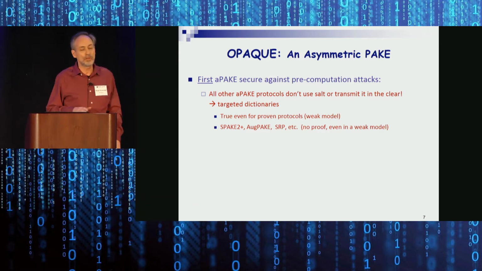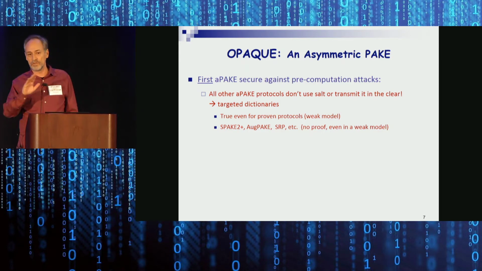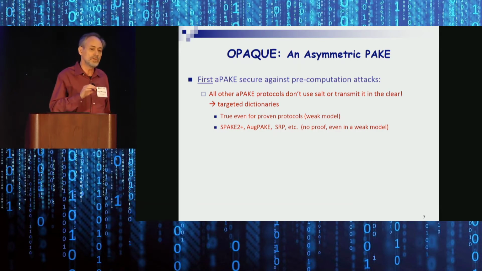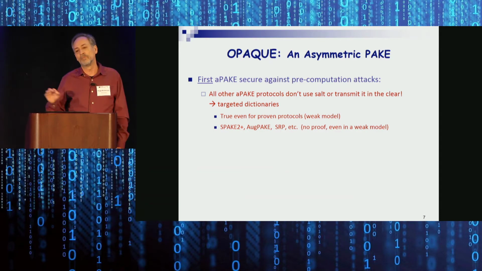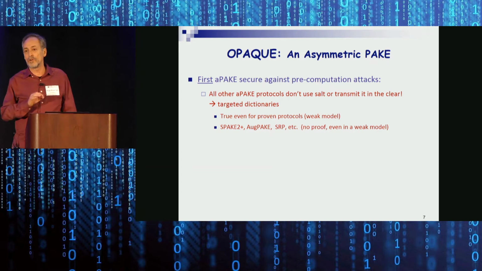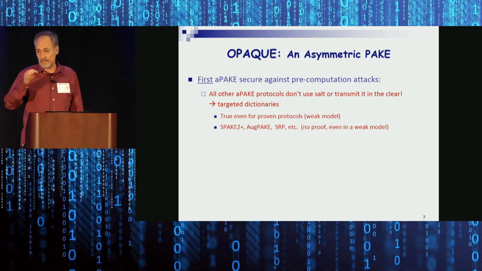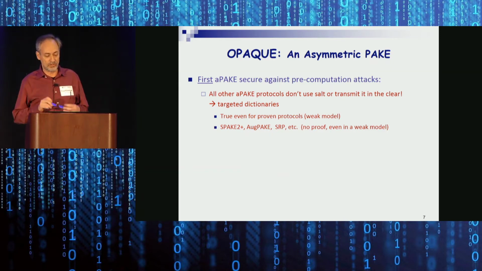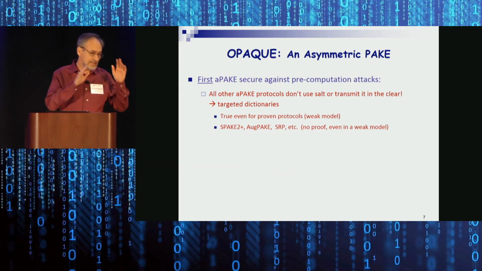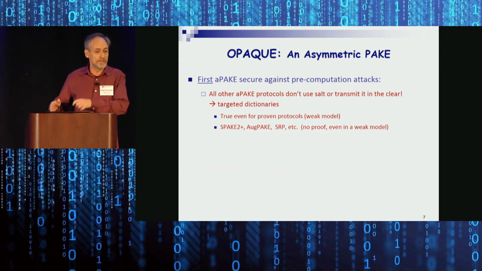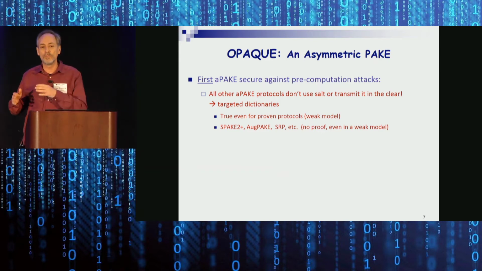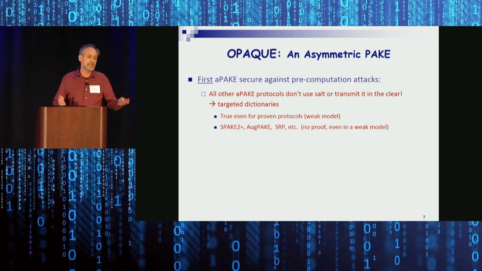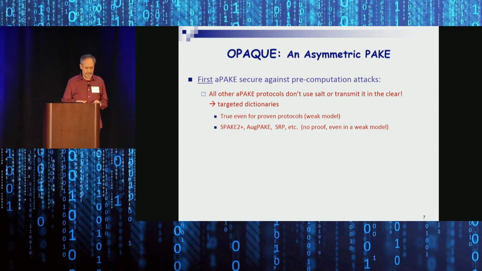And the reason is that these protocols either don't use salt at all, so they are trivially open, or if they use salt, they transmit the salt in the clear between the server and the client. Therefore, the attacker can learn the salt and build a targeted dictionary. And again, this is even true for some protocols that were proven secure, but they were proven secure in a weak model that allows for these attacks. And it is also the case for many of these more practical protocols that have been suggested as possible standards.